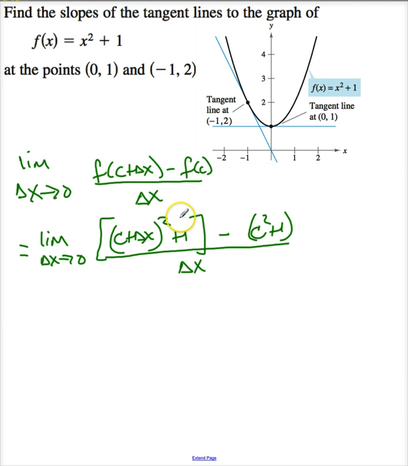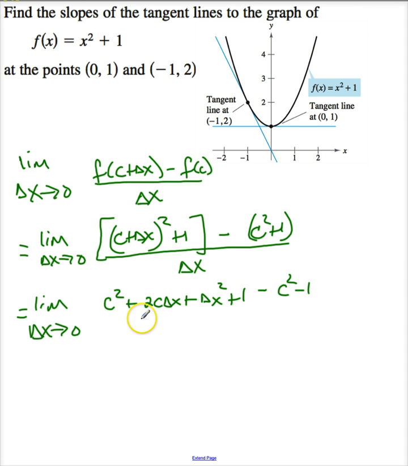Next step, I need to multiply all this out. So this is the limit as delta x goes to 0 of c squared plus 2c delta x plus delta x squared plus 1, there's my first term, minus c squared minus 1, I'm distributing that negative sign, all over delta x. Now let's see what, if anything, simplifies. I've got c squared, I've got 1.